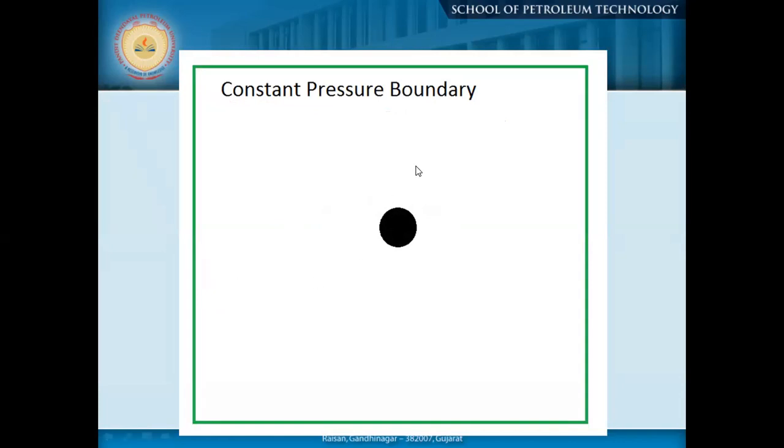Initially the red one was a sealing boundary, a completely sealed boundary, but here it's a constant pressure boundary. Constant pressure boundary means the pressure is fixed, that means you are getting some support here. So that is how you can understand a constant pressure boundary, and how the slope should change if you are getting one.